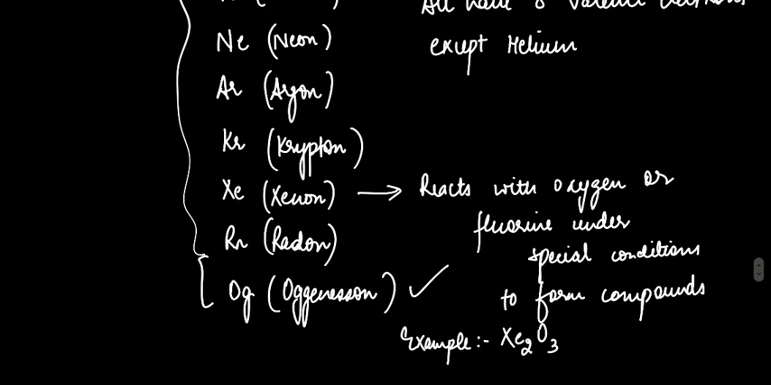So neon and argon, they do not form compounds. Krypton can make them, radon can also make them, xenon definitely. So where are we going to study this? We are going to study these elements which form compounds somewhere in your P block chapter in your higher grades.